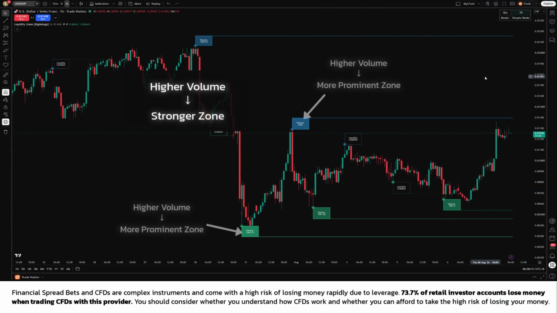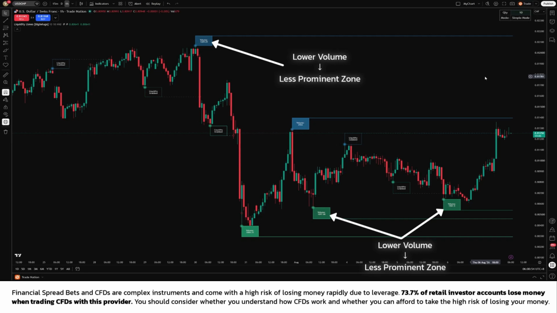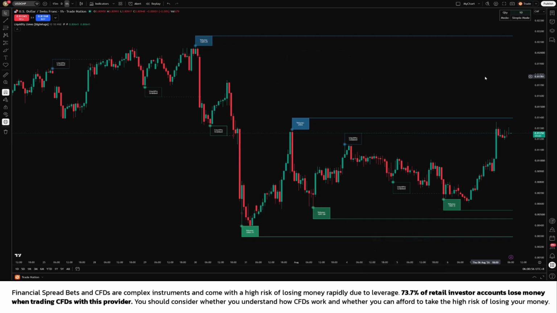The color intensity also adds context. Zones with higher volume are shown more prominently, while lower volume zones appear less pronounced. This can make it easier to separate lighter areas of activity from zones that may deserve closer review.